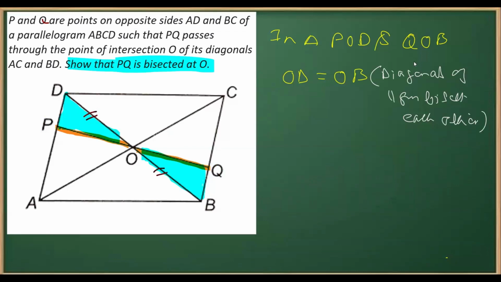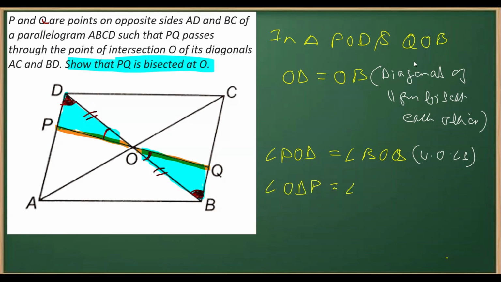Now, further, you can check here that these two are vertically opposite angles, right? So these two angles are also equal. That is, angle POD is equal to angle BOQ, and the reason is vertically opposite angles. Now, there is one more angle which we can say is equal to this one, that is angle ODP is equal to angle OBQ. And why so? Because these are alternate interior angles.